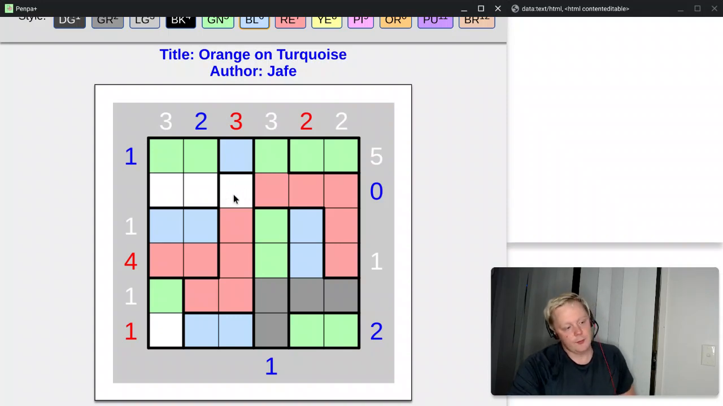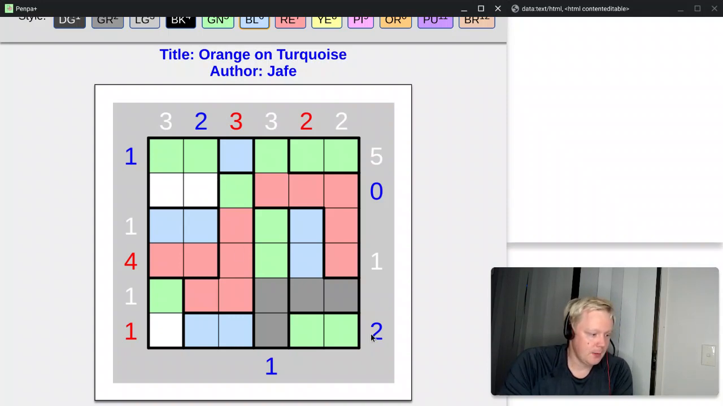Now this cell, again, we have to look sort of in both directions. So this can't be red because of this 3. We already have 3 reds. And it can't be blue because of this 0. So this has to be empty. This has to be white then.